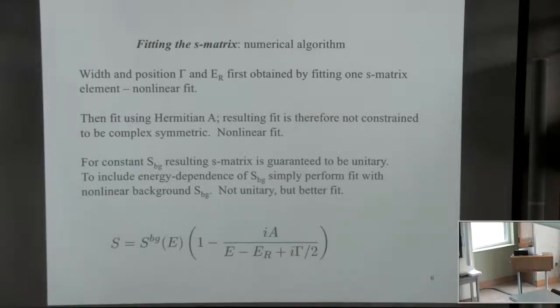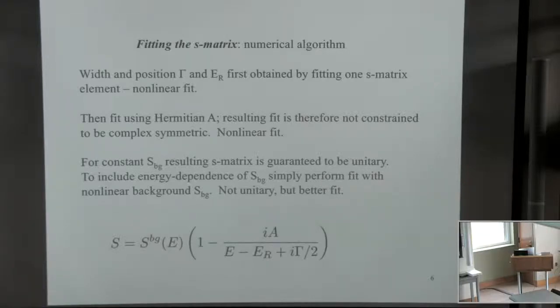Okay, so the expression I showed before, without an energy dependence in the background S matrix, was guaranteed to be unitary. In reality, you may have a resonance that's broad, such that you can't approximate the background S matrix as constant. So to account for that, I just do the ad hoc thing, which is to put an energy dependence on the background S matrix. As a result, the functional form is not constrained to be unitary, but I get a better fit. So that's what I do.